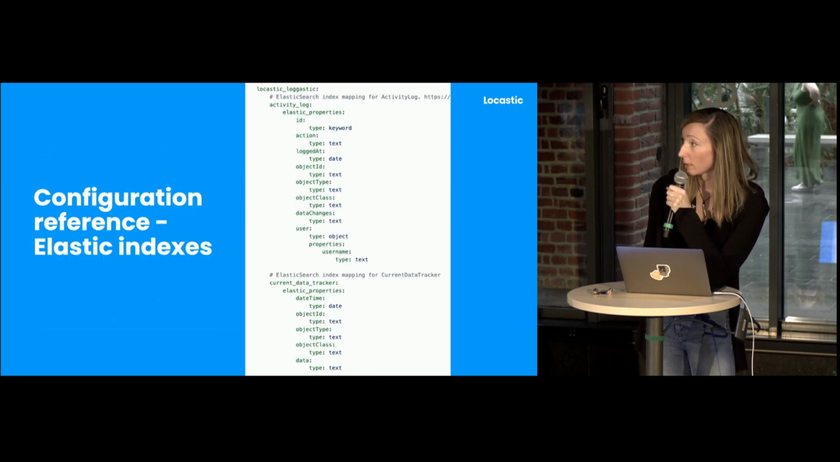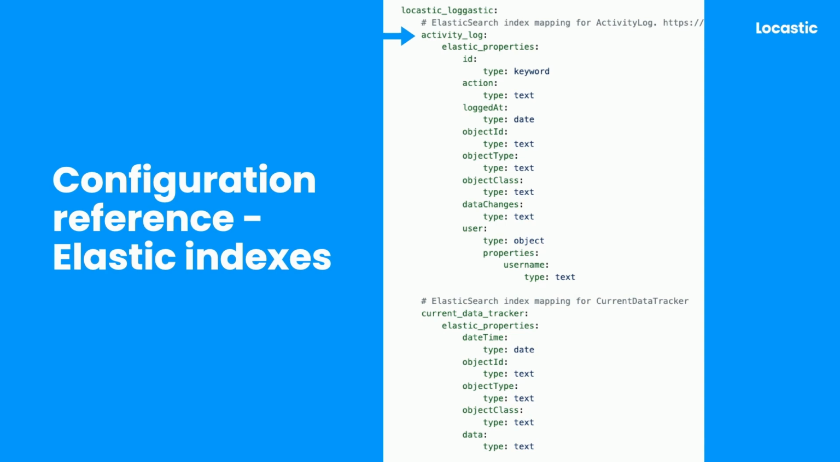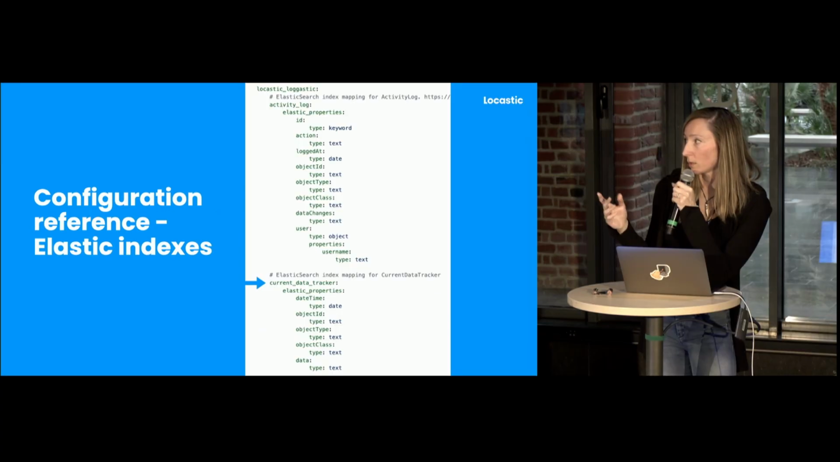Next, we have the index mapping for Elasticsearch. So we need that for those two indexes. First, activity logs. So here we have all the fields and their types. And the current data tracker fields. So if you want to add some new field or remove some from these two indexes, this is the place where you need to add it.